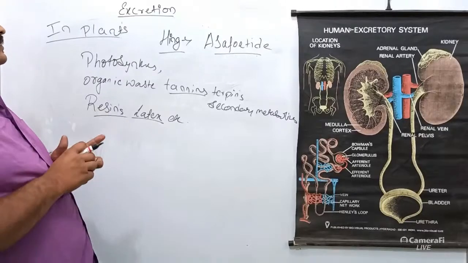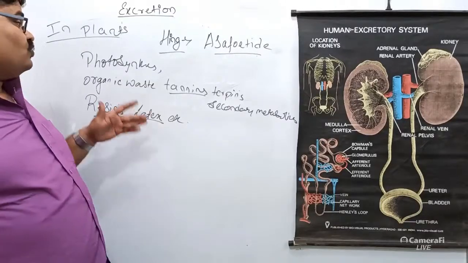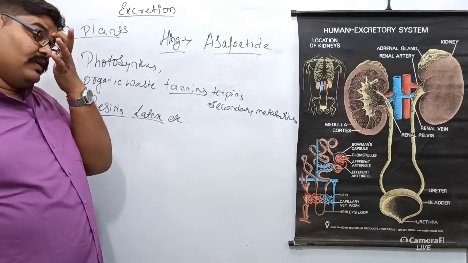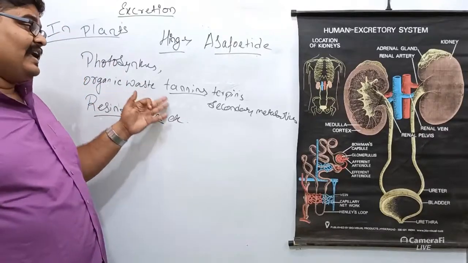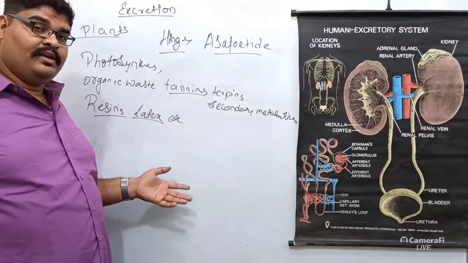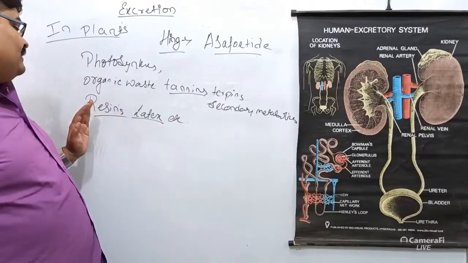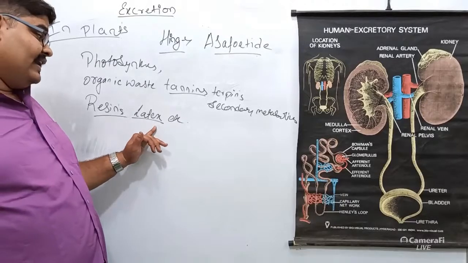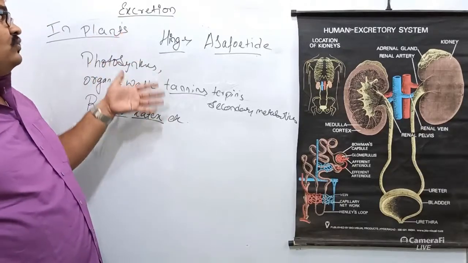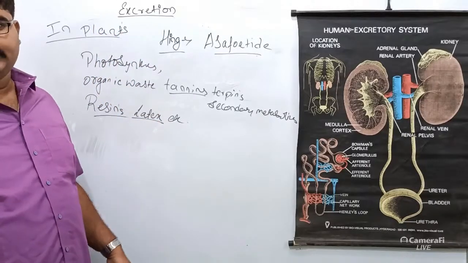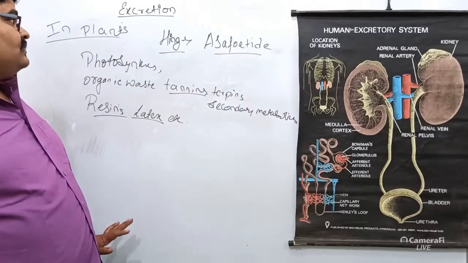So this is all about excretion in plants. Gaseous excretion takes place during respiration as well as photosynthesis. Then organic wastes like tannins, terpenes and secondary metabolites are thrown out of the body. Then we have resins, that is gums, and latex, the milky substance oozing out of the plant body. So this is how the actual process of excretion takes place in plants.